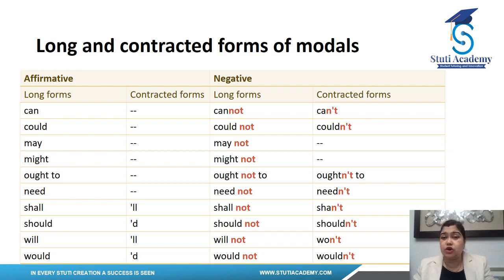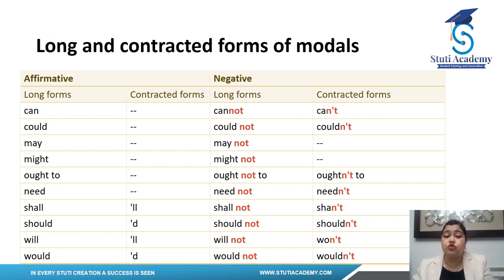Then we have ought to. Ought to again does not have any contracted form. We can't do any shorter than for ought to. So ought not to, oughtn't to. Now when you say oughtn't to, it sounds a little difficult. This is rarely used, but it is used. Okay, ought not to is mostly used in the negative form. Oughtn't to is rarely used, but we can use it. Okay, it is the contracted form. Then we have need. Need again does not have a contracted form for affirmative, and for the negative, need not, it is needn't. So need not, needn't.